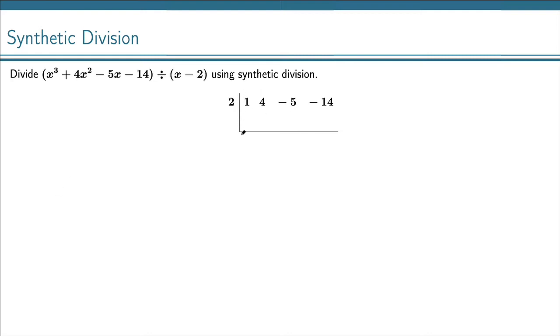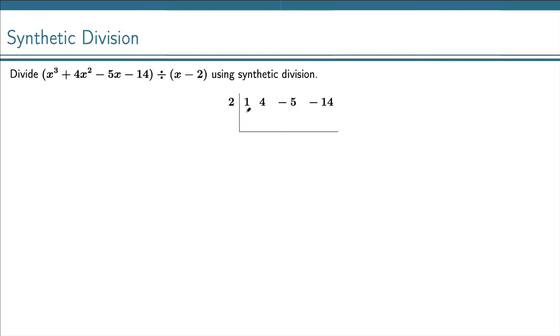It's going to look like this, where you've got this bracket, okay? And we list inside here the coefficients of the dividend, the thing that we're actually dividing. And then whatever we're dividing by, you're going to put out here just the 0 of that thing. So x minus 2, the 0 is x equals 2, so we put a 2 out here. If it was x plus 5, then negative 5 would be the 0 of that, so we put a negative 5 out there. So you put the 0 of the divisor out here.